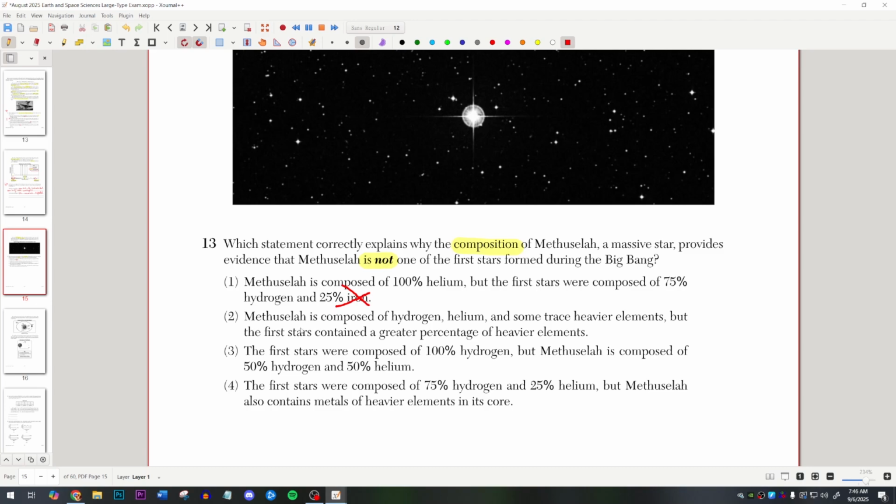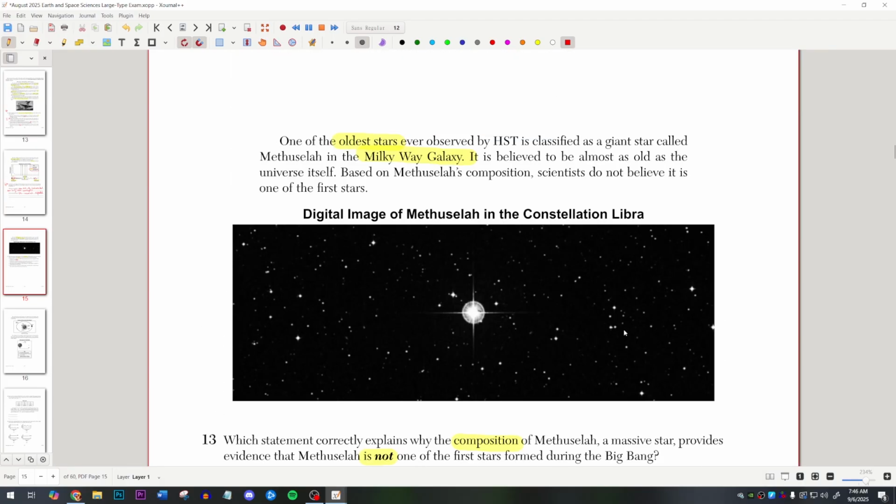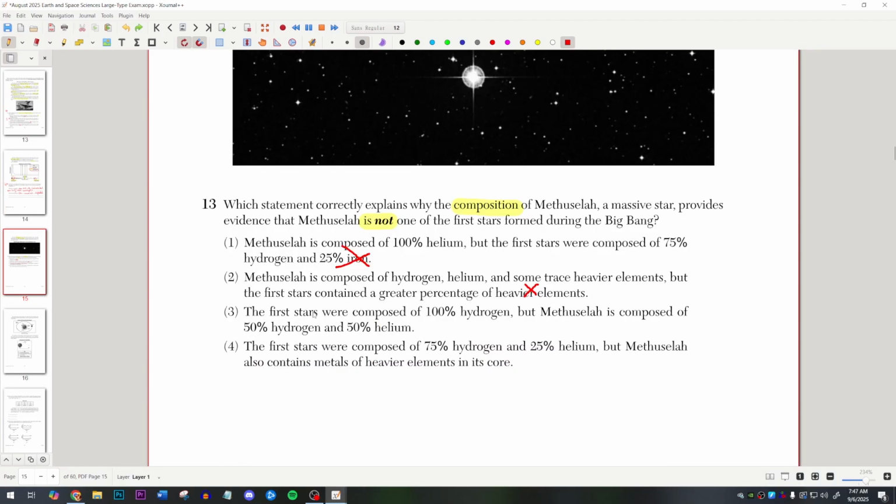Methuselah is composed of hydrogen and helium and some trace heavy elements, but the first stars contain a greater percentage of heavy elements. No. So number 3 says the first stars were composed of 100% hydrogen, but Methuselah is composed of 50% hydrogen and 50% helium.